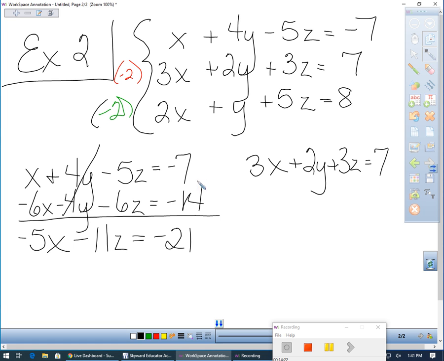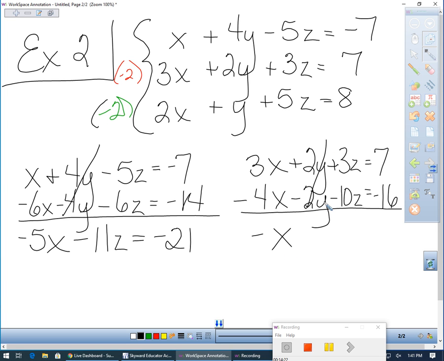Multiplying equation 3 by negative 2. Negative 2 times 2x is negative 4x. Negative 2 times y is negative 2y. Negative 2 times 5z is negative 10z. And negative 2 times 8, negative 16. Let's add these guys together. 3x and negative 4x is negative. Good. Our y's drop out. 3z and negative 10z is negative. Good. 7z.